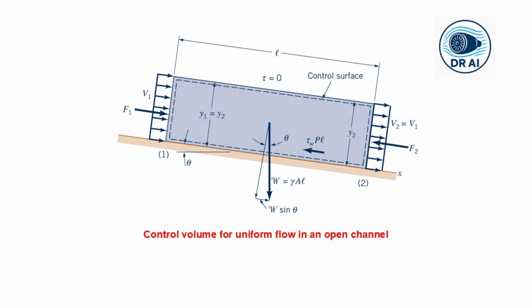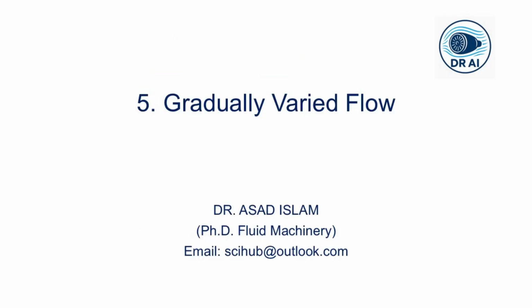But here is the catch: uniform flow is an ideal scenario. In the real world, channels change their slope. They have obstructions also, and they have to transition from one condition to another. So in those cases, the depth is not constant. What happens when the driving force of gravity and the resisting force of friction are not in balance? That's when the depth changes along the channel. That brings us to our next topic, which is gradually varied flow.